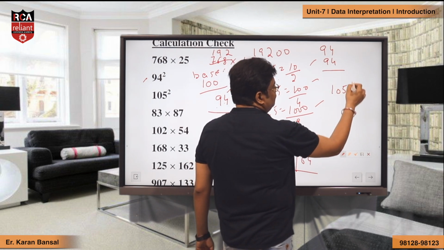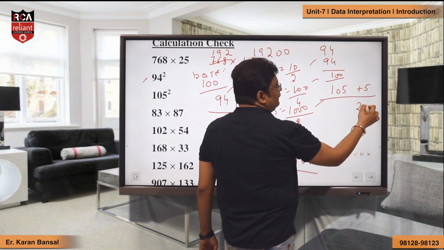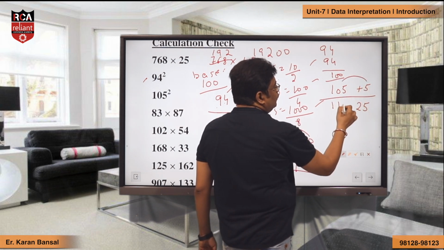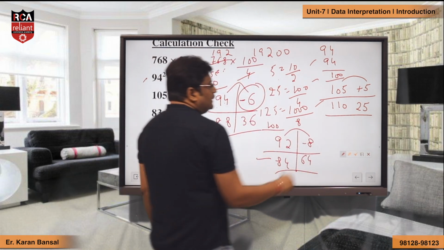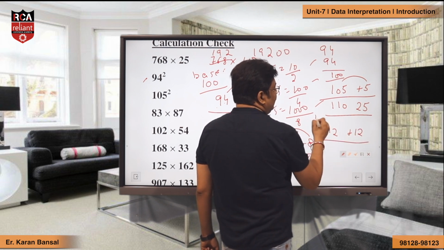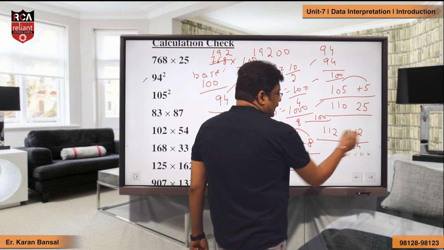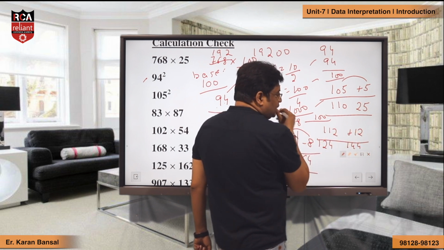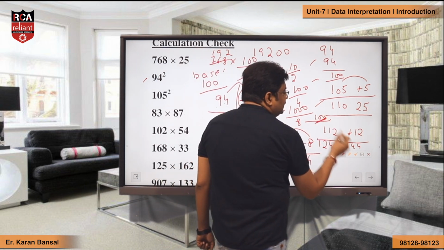All right, let's try another example. Let's say 105, base 100, you'll do plus 5, square of plus 5, 25, add them up, 110. That's it. Another one, let's say you have to do 112, plus 12, base is again 100, 12 square, 144. Add them up, 124.